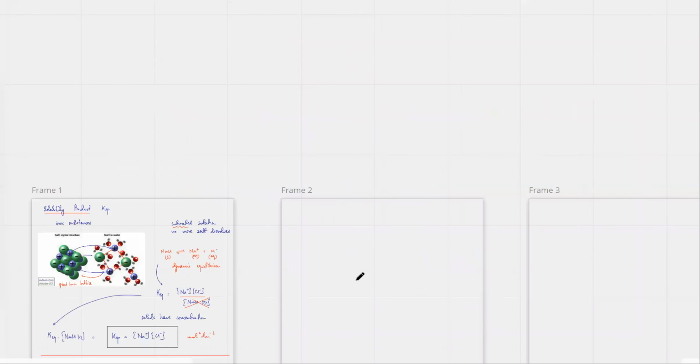Now, also remember Ksp is going to be a constant. It's an equilibrium constant. Every salt is going to have a very specific value. The name has the word constant. It only changes with temperature.